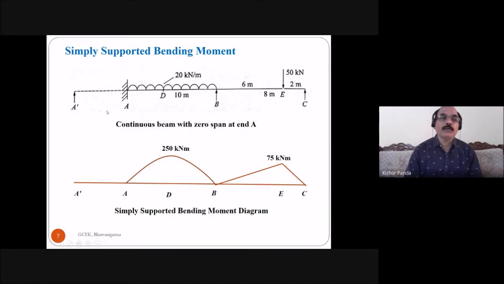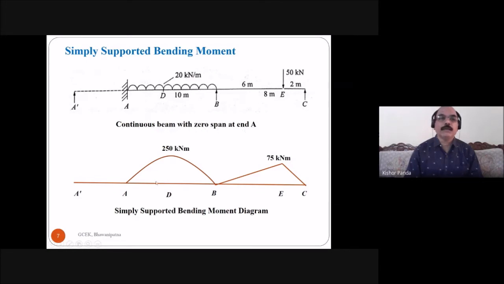You have to find these two unknowns using Clapeyron's theorem of three moments. First apply the theorem to the span A dash A and AB, and you will get one equation. Then apply it to the span AB and BC, and you will get the second equation. Then after simplification of these two equations, you will find the values of MA and MB. This is the continuous beam with the zero span at end A.